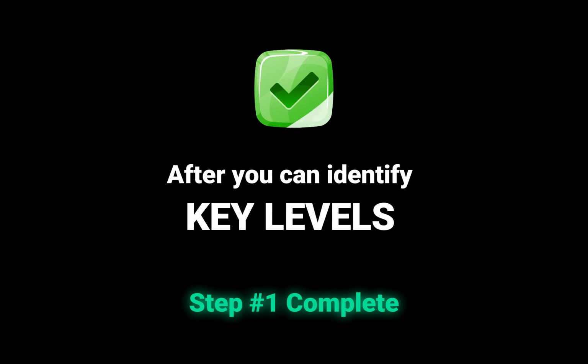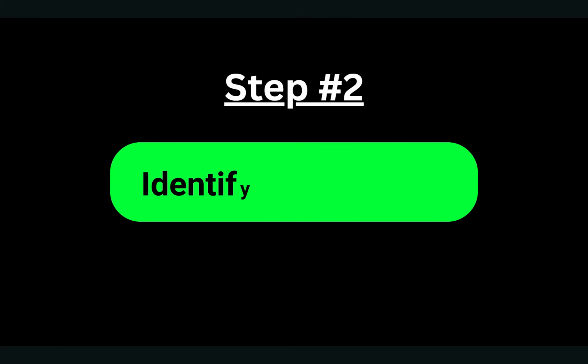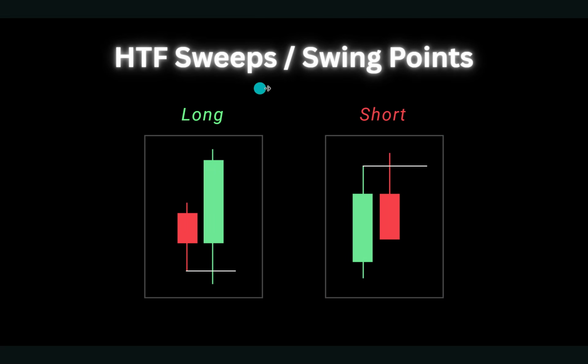After you understand where all these key levels are located, we move to step number 2, identify the higher time frame sweeps. Higher time frame sweeps, also known as swing points. This is the pattern you want to pay close attention to and be able to identify. The market cannot reverse without creating a swing point. So you always want to be able to identify a swing low or a swing high happening. This is giving you a strong clue that the market is going to reverse.